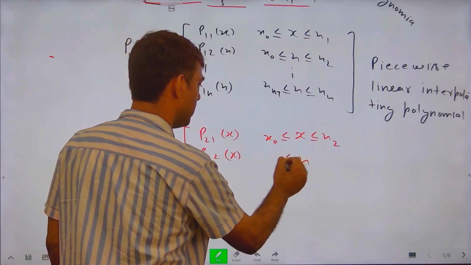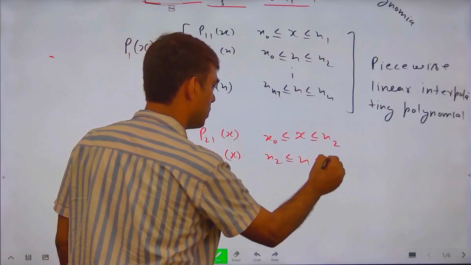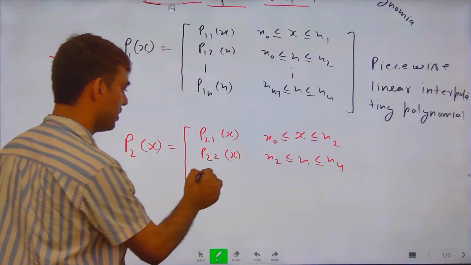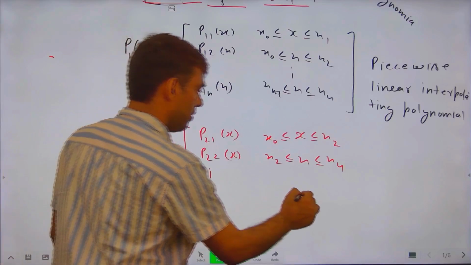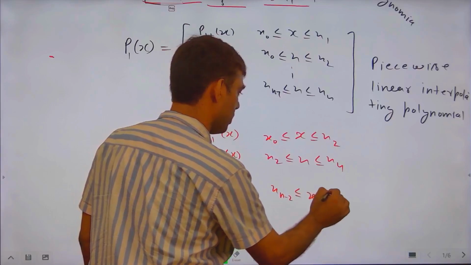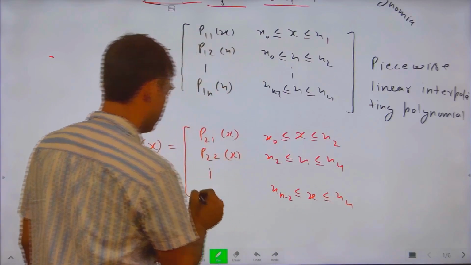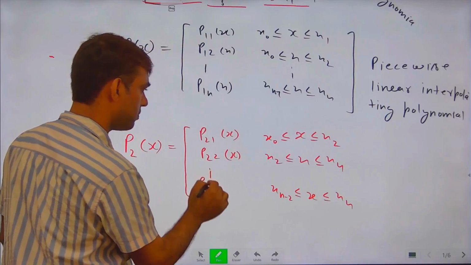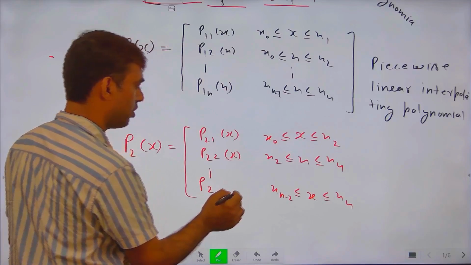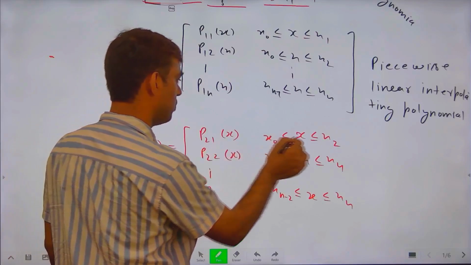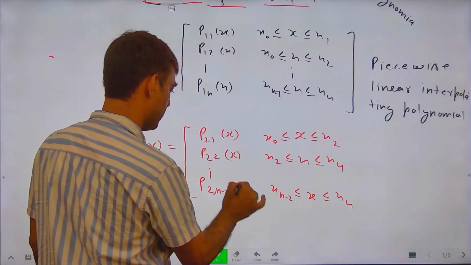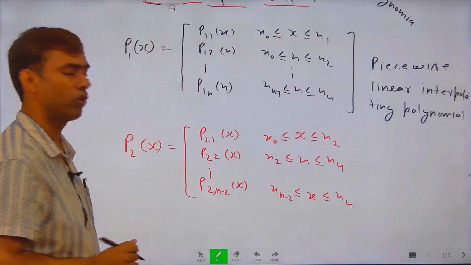P22(x), where x lies between x2 to x4, similarly between xn minus 2 to xn. Here we fit a second degree polynomial. How many polynomials are there? There are n minus 2 over 2. So this is a polynomial of degree 2.